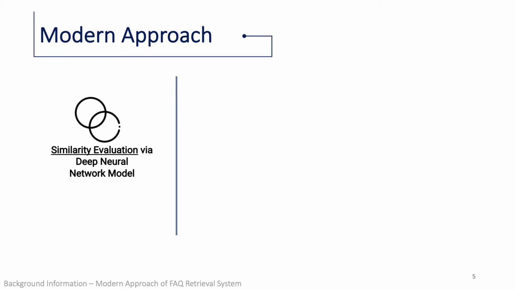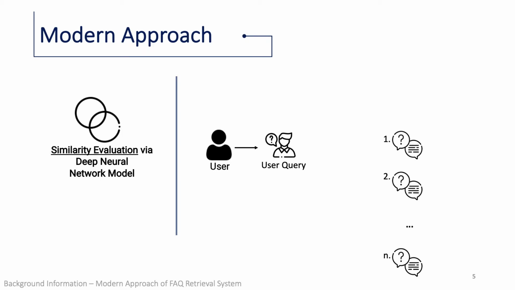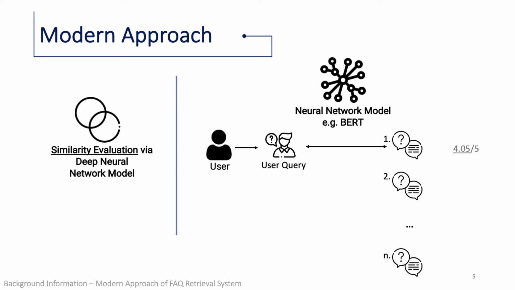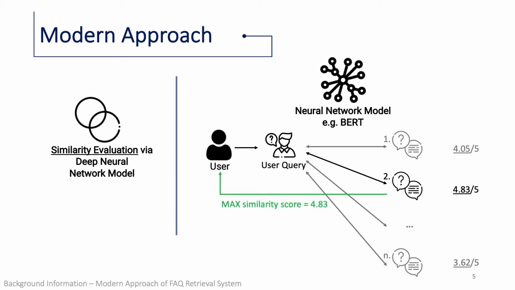A modern approach would be to use a deep neural network model. Suppose that the user submits a query and there are n number of FAQ pairs. This approach will use a neural network model such as BERT to evaluate the similarity between the query and the first Q&A pair and continues until it reaches the last Q&A pair. Finally, the Q&A pair with the maximum similarity score is used to answer the user's query.